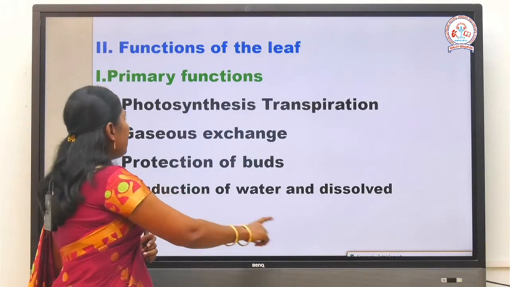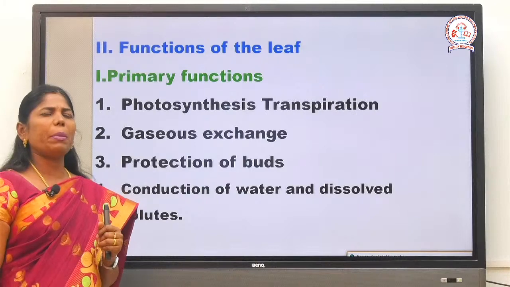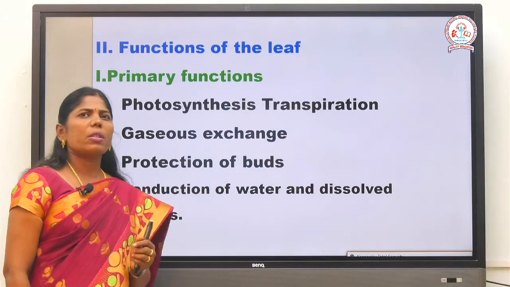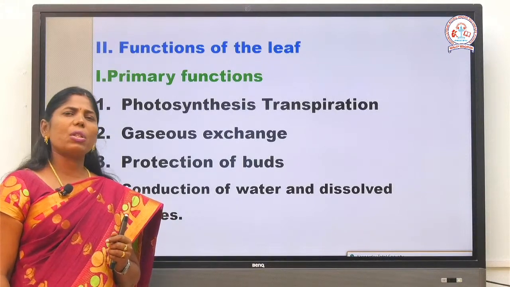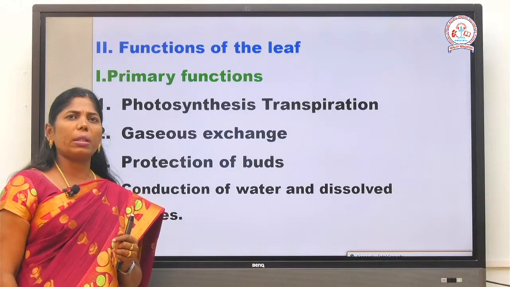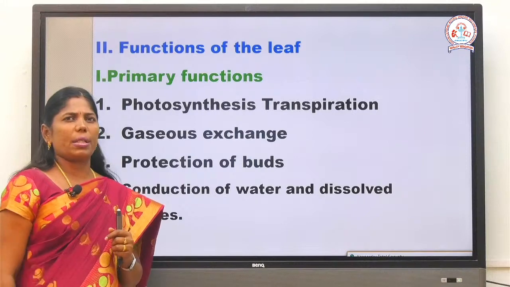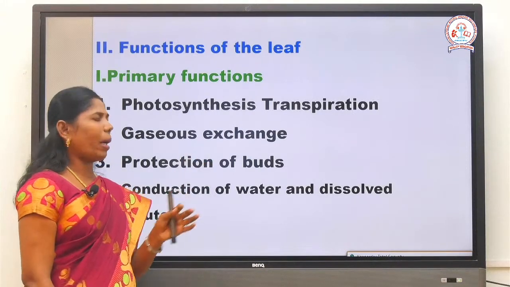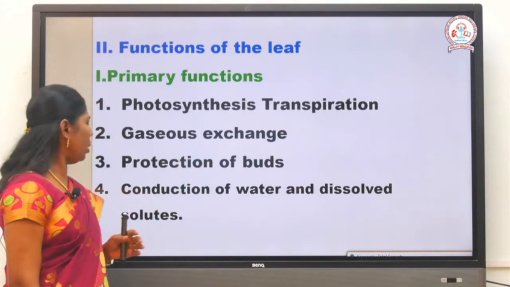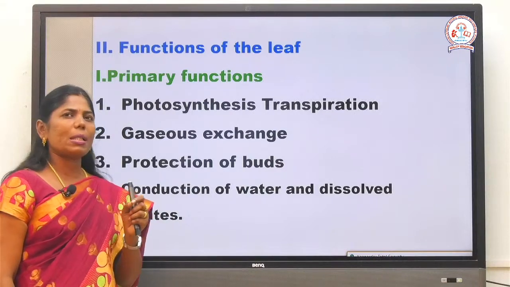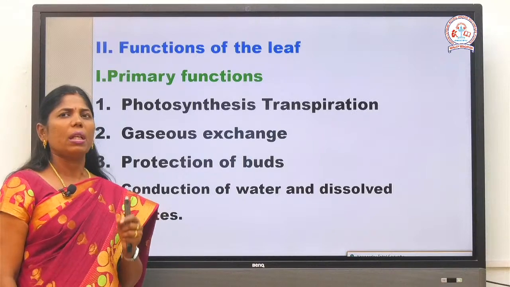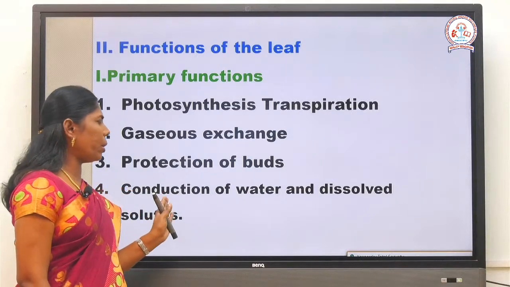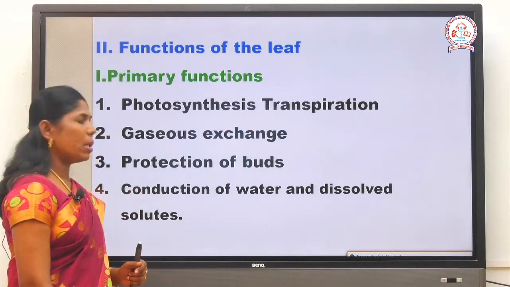So what are the primary functions of the leaf? I already explained the primary functions: photosynthesis, transpiration, and gaseous exchange. The leaf also protects the buds in the young condition. It is also used to conduct water and dissolved solutes, because it has xylem and phloem in the veins. With the help of that vascular tissue, they conduct the water and dissolved solutes.